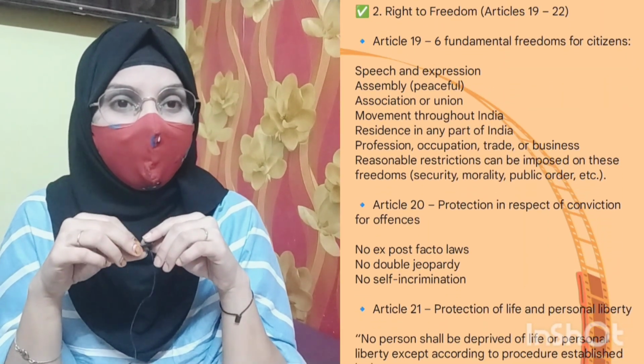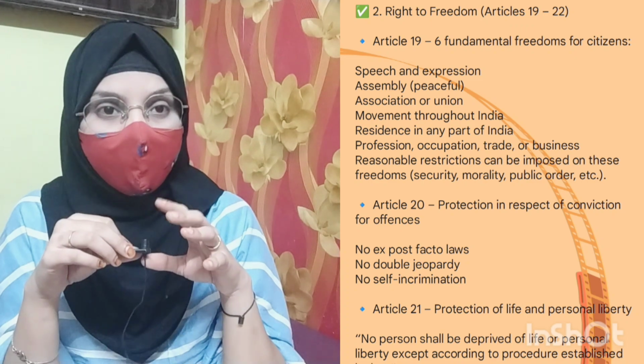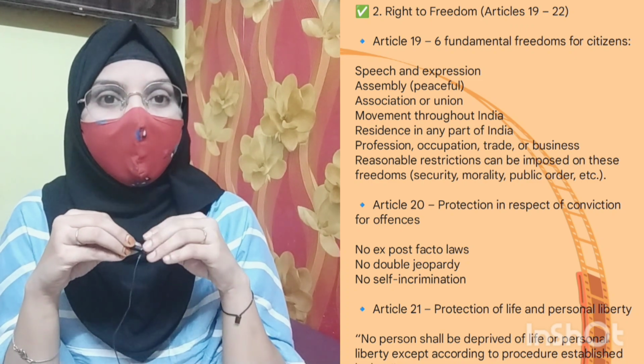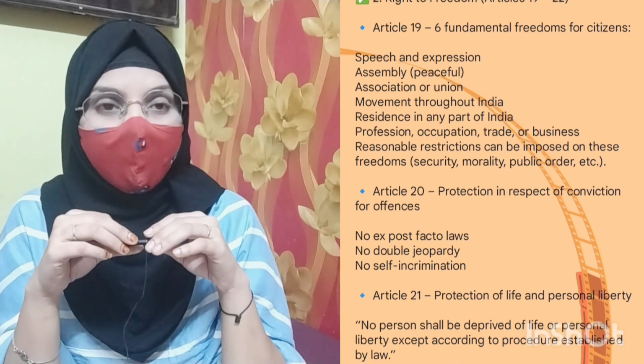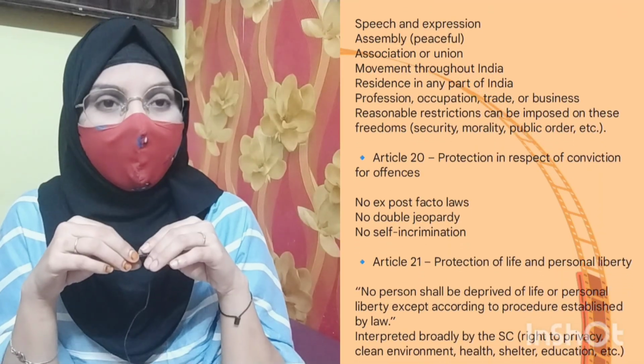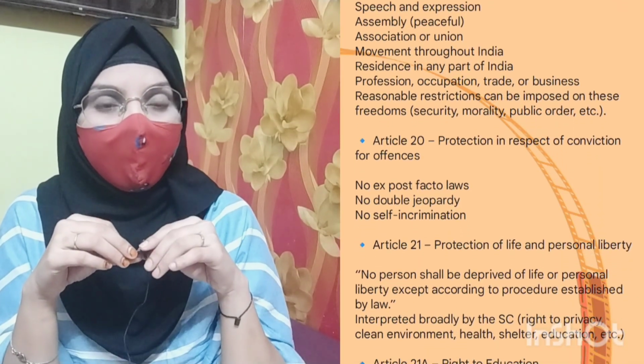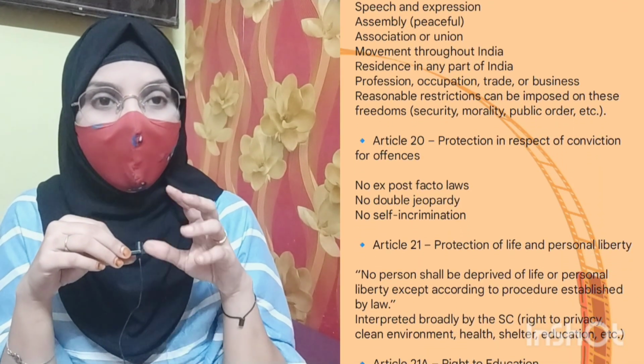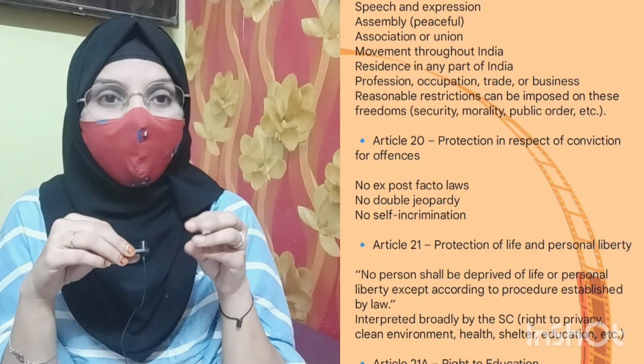The next right is right to constitutional remedies. Article 32 is called the heart and soul of the Constitution according to Dr. B.R. Ambedkar. It allows individuals to directly approach the Supreme Court for enforcement of fundamental rights. The court can issue 5 types of writs: habeas corpus, mandamus, prohibition, certiorari and quo warranto.